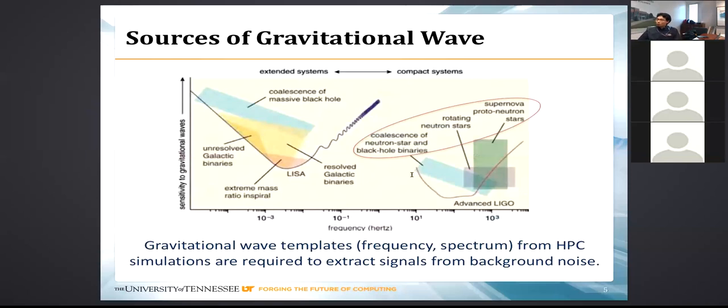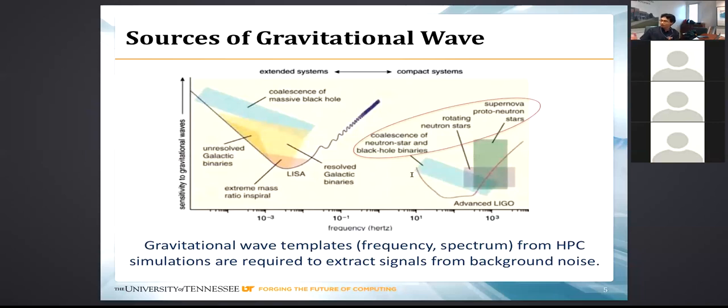So what's the issue here? The issue is that gravitational waves are very, very weak and very hard to detect, and all of the detectors basically work by extracting weak signals from background noise. Now, in order to extract these signals, they need to know the templates, what kind of signals we expect from the sources of gravitational waves. So here are some examples of the sources of gravitational waves: the coalescence of massive black holes and rotating neutron stars.